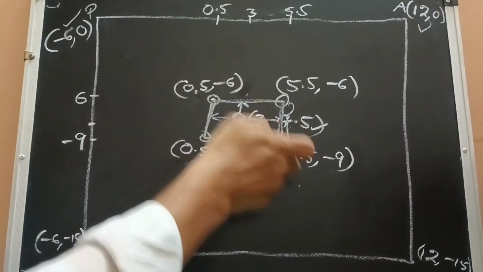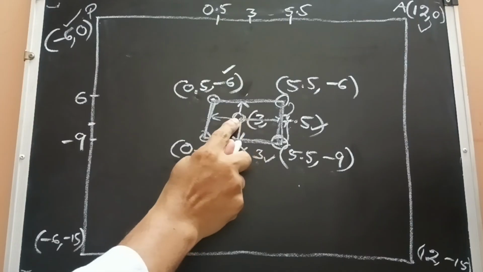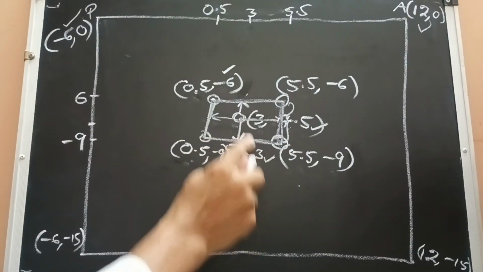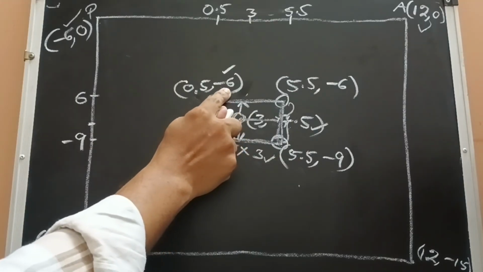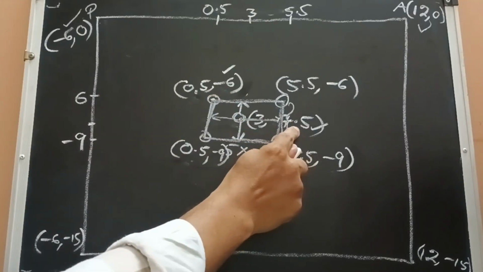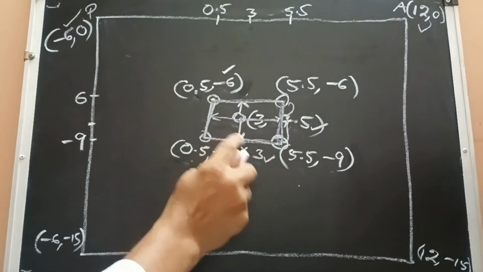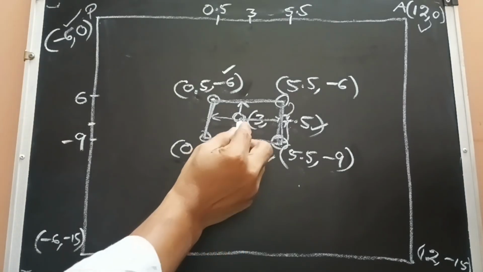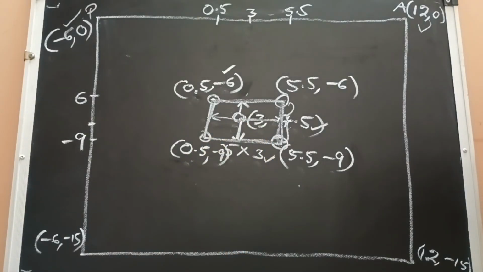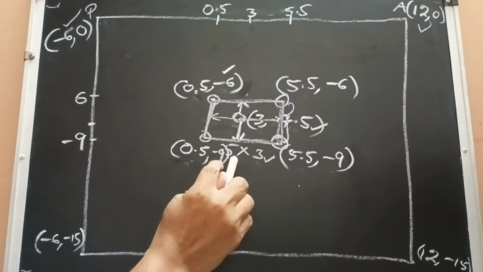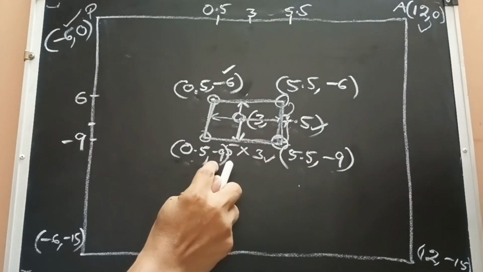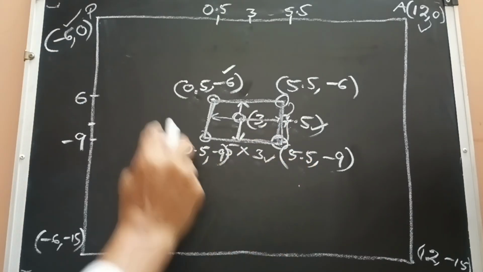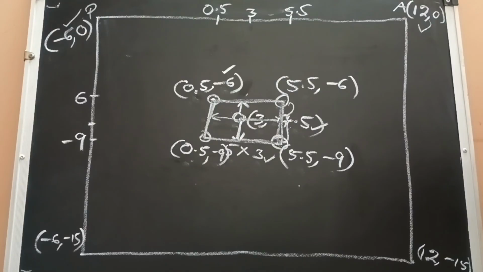Similarly, here we got the y coordinate: the width is 3 units, so decrease 1.5 from 7.5 and you will get 6, so minus 6. And to get minus 9, add 1.5: 7.5 plus 1.5, you will get 9. Like this we got the coordinates of this table. I think you understood the concept.